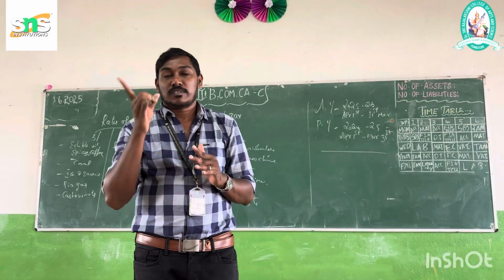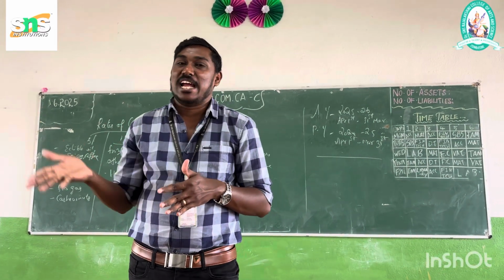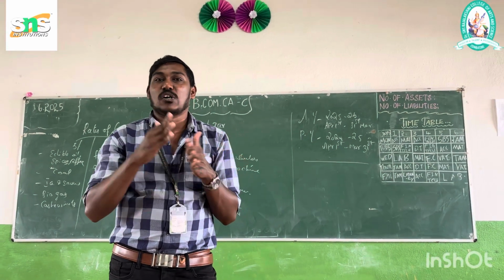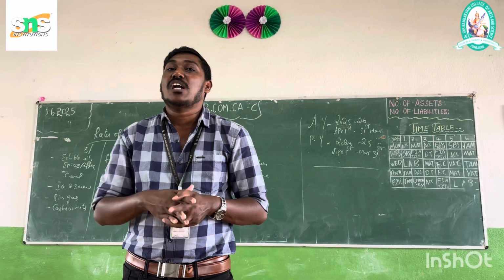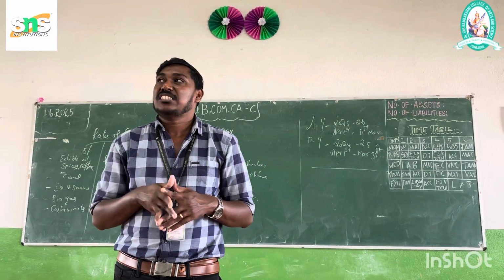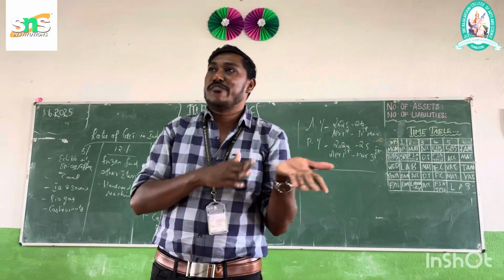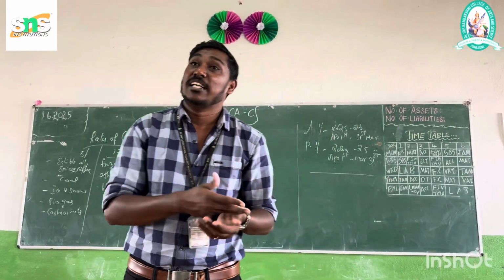One is SGST, which is called state goods and service tax. We are paying it for a state. The second one is CGST. C stands for Central Government Goods and Service Tax. We are paying it for the central government. The third one is IGST, which is Integrated Goods and Service Tax, paid on interstate as well as intrastate transactions.